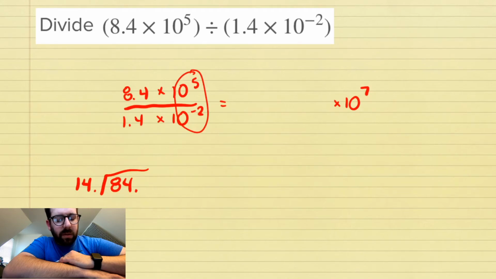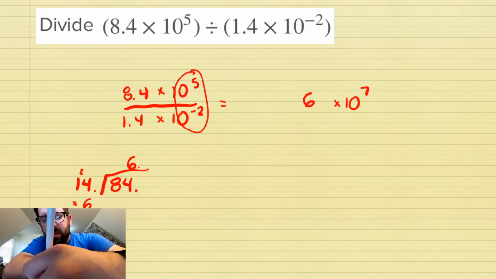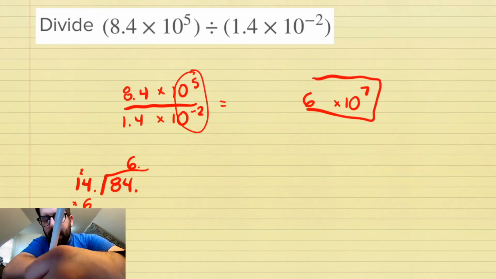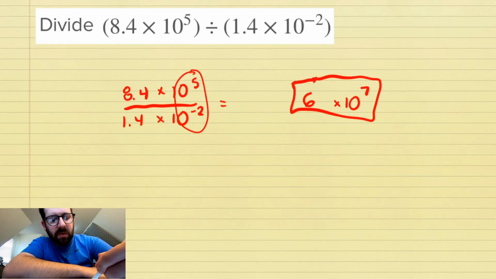So 14 into 84. I'm going to check how many times that can go in there. I think it can go in there exactly 6 times. 6 times 14, if I just think about this, 6 times 4 is 24, carry a 2. 6 times 1 is 6, plus 2 is 8. So yeah, it goes in there perfectly 6 times. So 8.4 divided by 1.4 is exactly 6 times 10 to the 7th. And that'd be the exact answer in the long run if I were to type these numbers in my calculator.